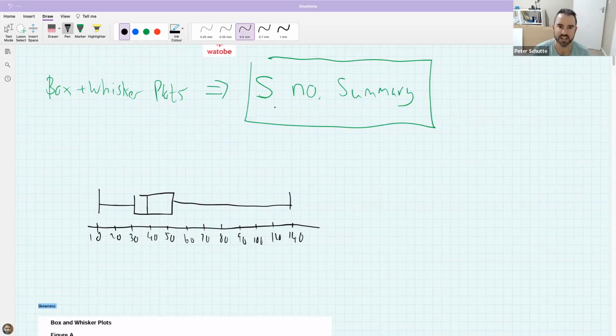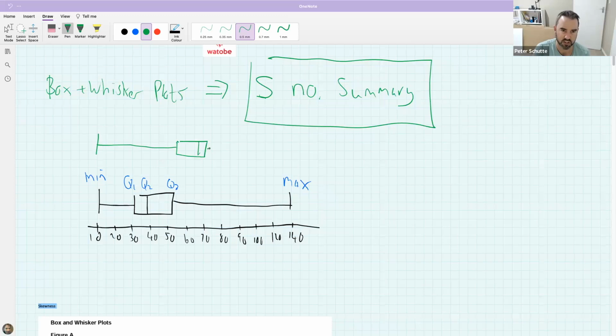Now, if we take these 5 numbers, we can then draw something called a box and whisker plot, whereby this is the min value, that's Q1, that's Q2, that's Q3, and that is the maximum value. Sometimes we like to draw 2 different parts of the population on the same graph. One of the nice things about the box and whisker plot is that it allows you to stack them on top of each other, so you can compare 2 different data sets.